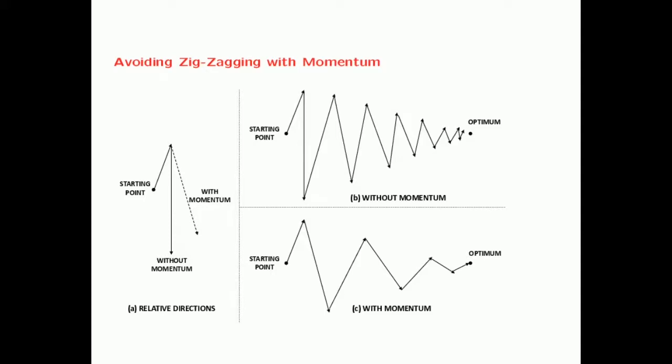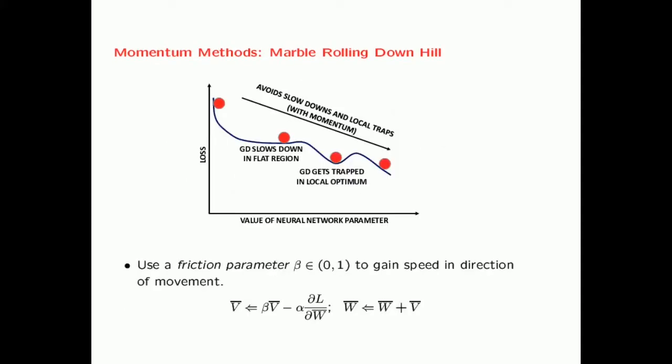Momentum methods also avoid zigzagging. Here I have shown an example of zigzagging, where it shows that with momentum you tend to zigzag more. The reason for this is that if you look at the way in which velocity is picked up, when the directions of movement keep changing with time, the velocity in the inconsistent directions is going to reduce and the velocity in the consistent direction is going to increase.